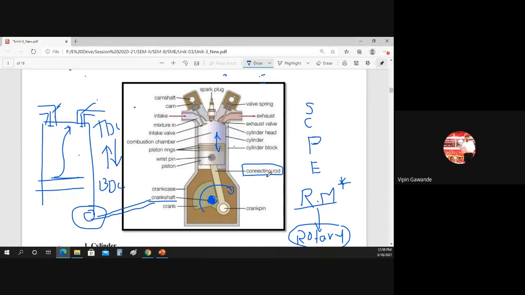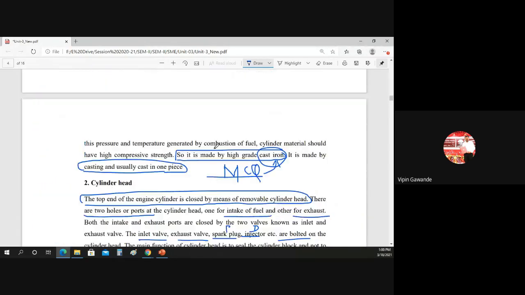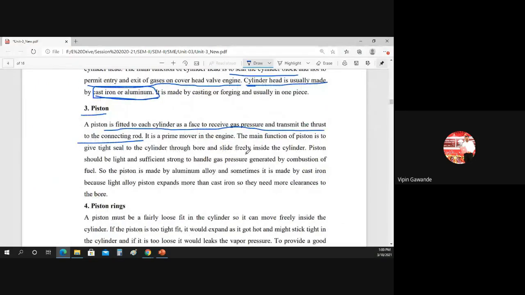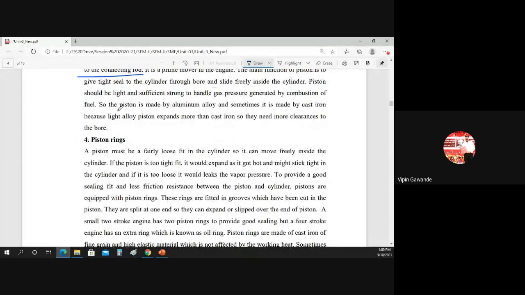Or otherwise the question is: the connecting rod is used for the conversion of which motion? Reciprocating movement of the piston into rotary movement of the crankshaft. So you have to remember this. Such types of questions are there, so when you read the theory, find out which types of questions will be asked in the examination.